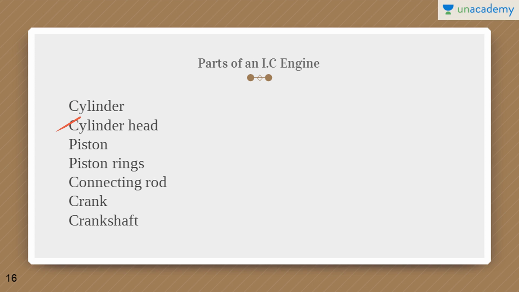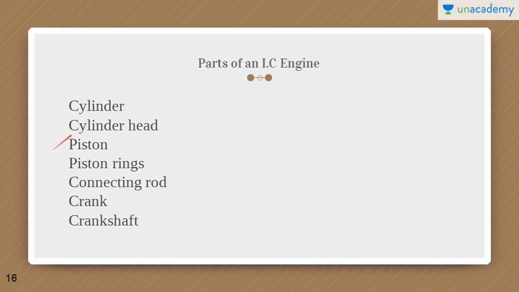Cylinder head, it is the top portion of the cylinder which is closed by a removable component called the cylinder head. It is usually made from cast iron or alloys of cast iron. The cylinder head is designed to incorporate inlet and exhaust valves and other components like the spark plug or fuel injector. Then we have something called the piston. It is a cylindrical shaped component that fits perfectly inside the cylinder.